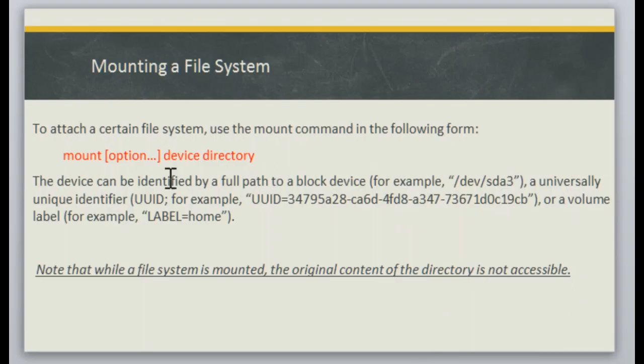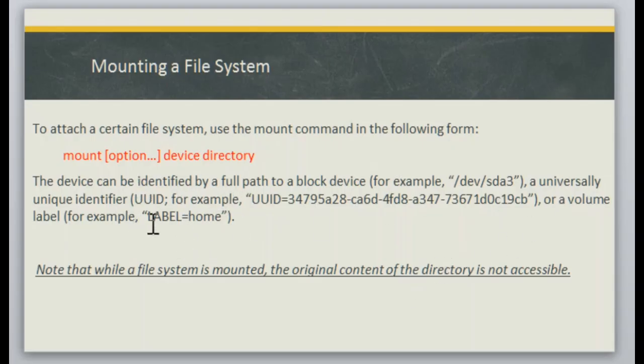Or we can use a universally unique identifier, or the UUID, for example. The UUID is going to be equal to this long number here. So typically people will just go by this way of naming the device. But sometimes we can use the UUID, and that way we know for sure what we're using. Or we can use a volume label, for example, label equals home.